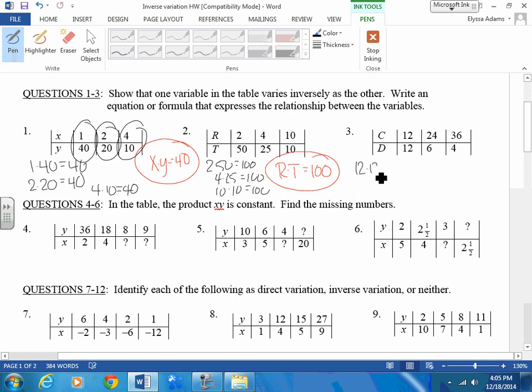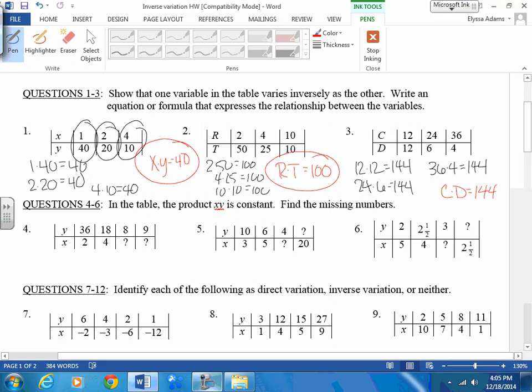Okay, here we've got 12 times 12, you get 144. 24 times 6, you also get 144. Guess what? 36 times 4 gives me 144. So my k is 144. My equation is c times d equals 144.